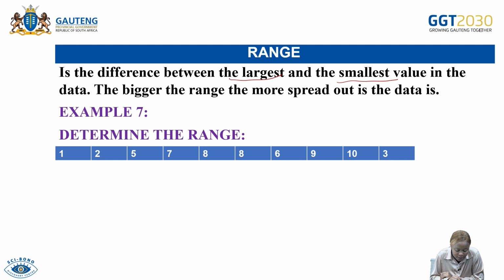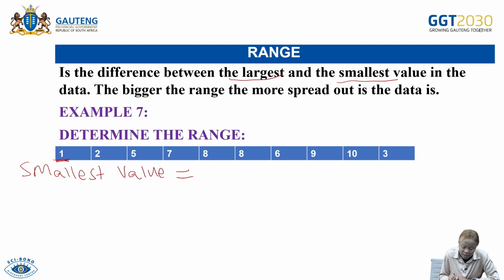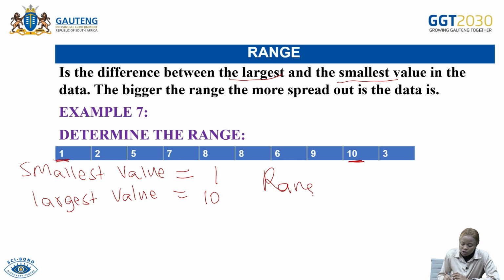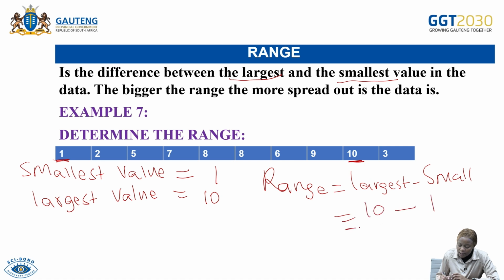In example 7, I can see that my smallest value is given as 1, and your largest value is given as 10. For you to find the range, you need to say the largest minus the smallest. So the largest value is 10 minus 1, and you'll get 9. A range is very easy to find. You just say the maximum value minus the minimum value, which is 10 minus 1, and then you will get 9. So your range is given as 9.